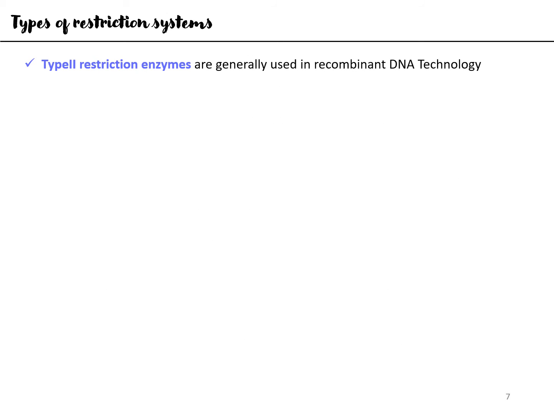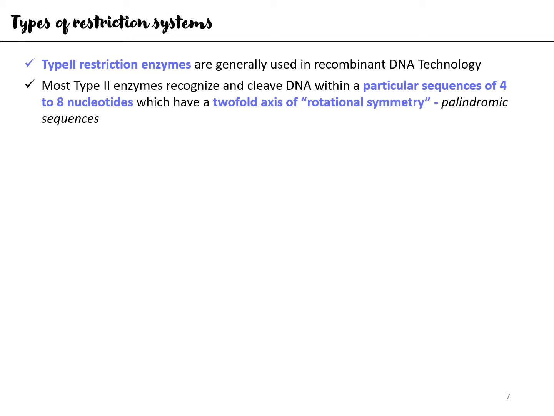So for recombinant DNA technology, the restriction enzymes that are used are type 2 restriction enzymes. Most type 2 enzymes recognize and cleave DNA within a particular sequence of 4 to 8 nucleotides, which have a twofold axis of rotational symmetry, that is, palindromic sequences. What we talked about in the previous slide, the GAA-AAG, is not really palindromic because it does not have the rotational symmetry.